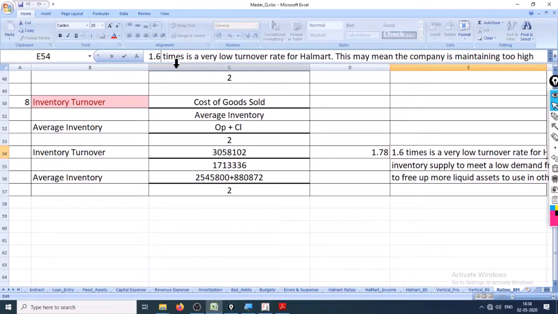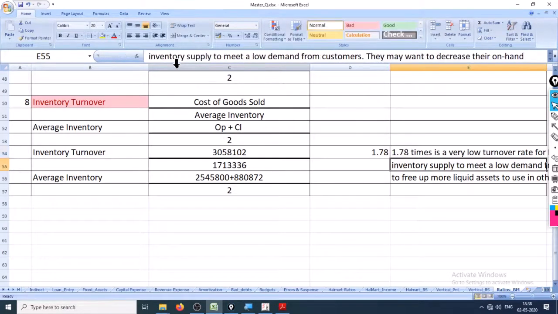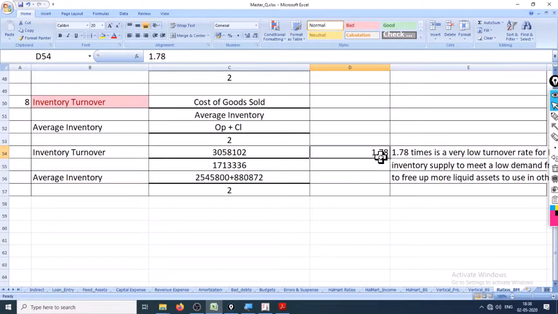So this is a similar answer, hence we should not have this much inventory in our hands. Instead, we should utilize it somewhere else. This one is done now. Let's meet for the next ratio.